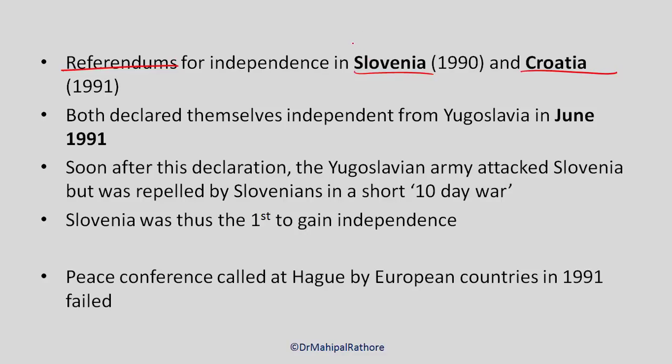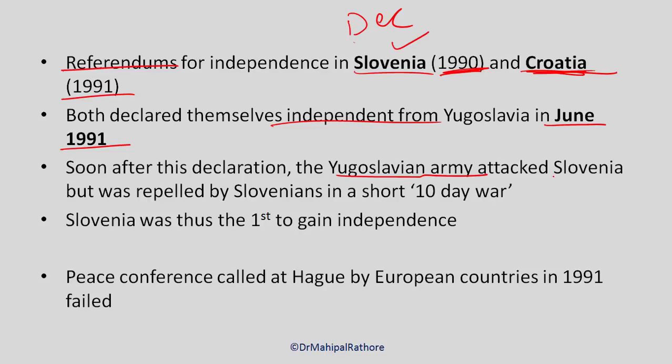The first republic which held its referendum was Slovenia, and the first one to break away from Yugoslavia was also Slovenia. The referendum happened in December 1990, and Croatia also, after a few months, held its own referendum in 91. After the results of these referendums, in June 1991, on the same day, both of them declared themselves independent from Yugoslavia. Soon after this declaration, the Yugoslavian army was sent from the capital Belgrade. The government at Belgrade said that this is unacceptable. How can we let a part of our country become independent, secede? So they sent the army.